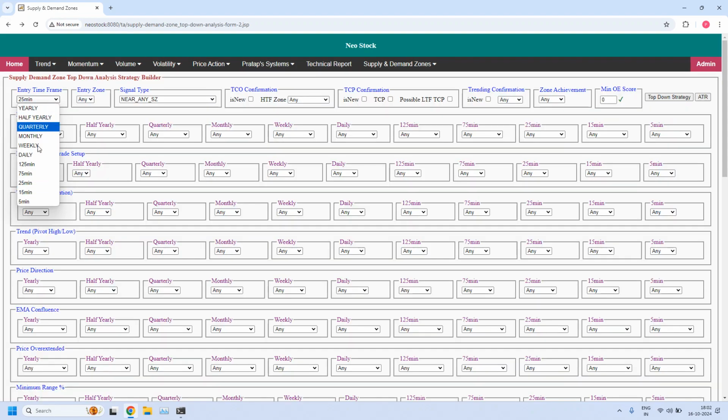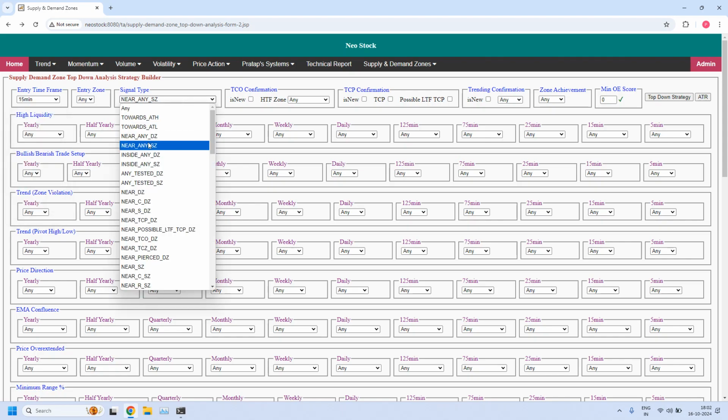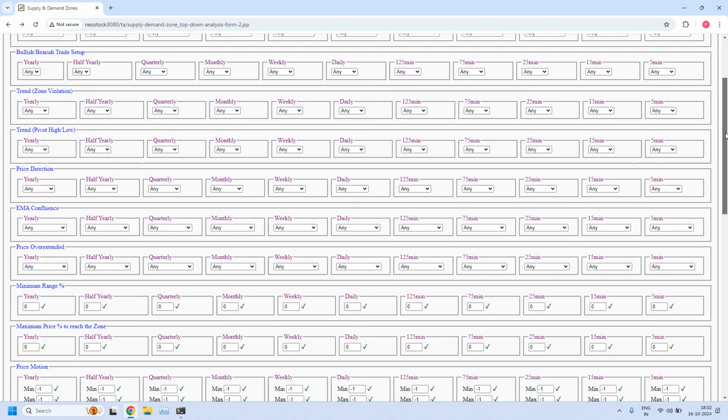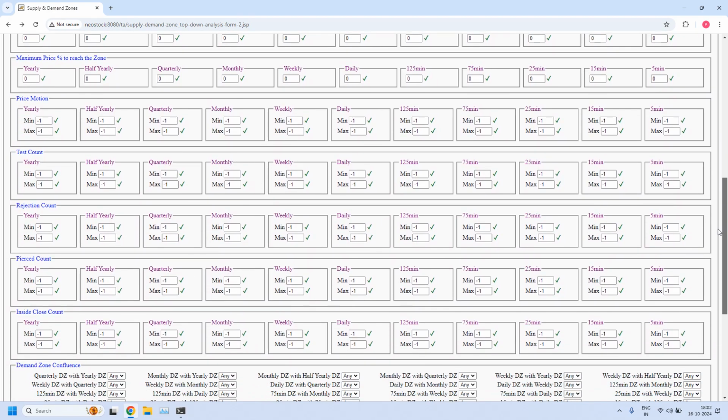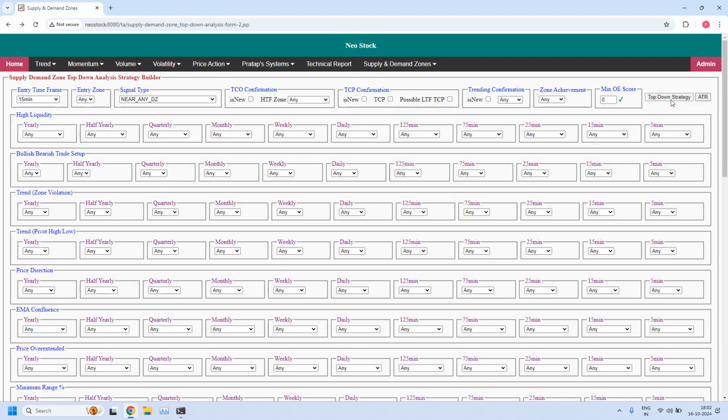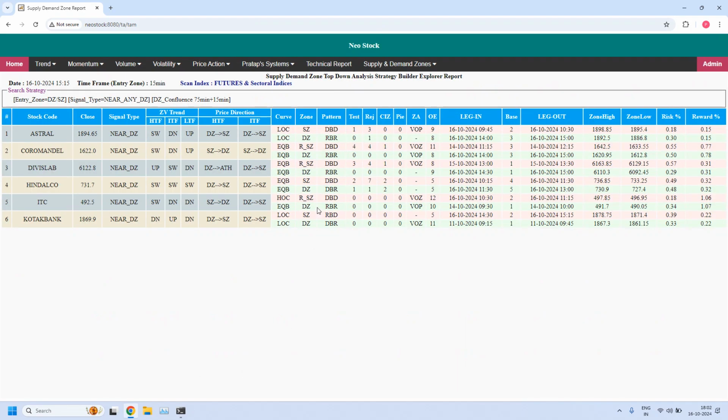Next time frame is 15 minutes. Let us find the stocks near 15 minutes demand zone. 11 stocks are filtered. Let's verify if any of these stocks have an ITF confluence. So in the demand zone confluence, 15 minutes with 75 minutes demand zone confluence, I am enabling the filter. So 6 stocks. All these 6 stocks, the demand zones are part of the 75 minute zones.